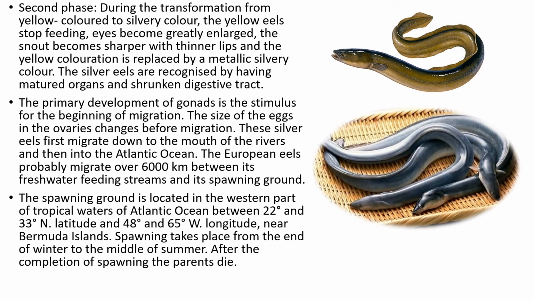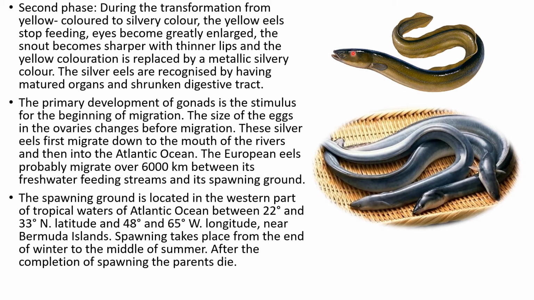In the second phase, during the transformation from yellow colored variety to the silver colored variety, you can see here, initially it was yellowish in color. The skin color of the European eel was yellowish, but now it has become absolutely silvery, right? The yellow eels stop feeding. Eyes become greatly enlarged. The snout becomes sharper with thinner lips, and the yellow coloration is replaced by a metallic silvery color. You can clearly see the transformation here.